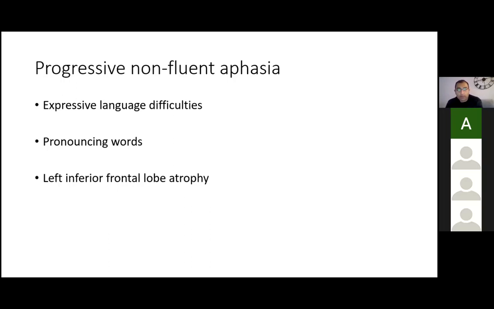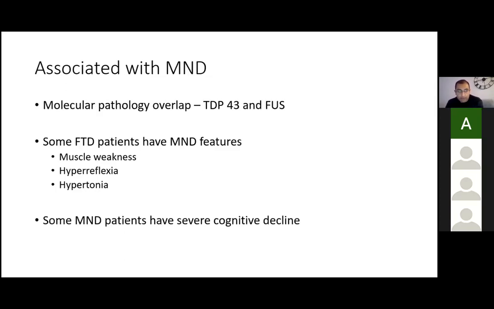And then you've got your progressive non-fluent aphasia. So difficulty pronouncing words, expressive language difficulties. And then this is associated with motor neuron disease, because we've got overlap with the molecular pathology that we find in motor neuron disease. So we get this TDP-43 in motor neuron disease, which is again found in frontotemporal dementia. And some frontotemporal dementia patients have motor neuron disease features such as muscle weakness, hypertonia, hyperreflexia.